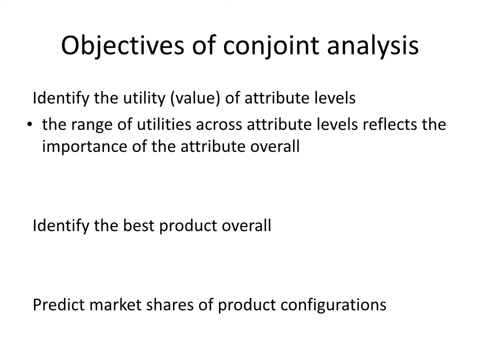So to identify the product overall, or to compare products overall, the utility of a product is the sum of the utilities of the attribute levels that comprise that product. And to predict market shares or to predict just intention of product configurations. So once we have utility levels or attribute levels, we can consider a product of any configuration, and we can estimate the utility of the product, and we can compare it with other products.